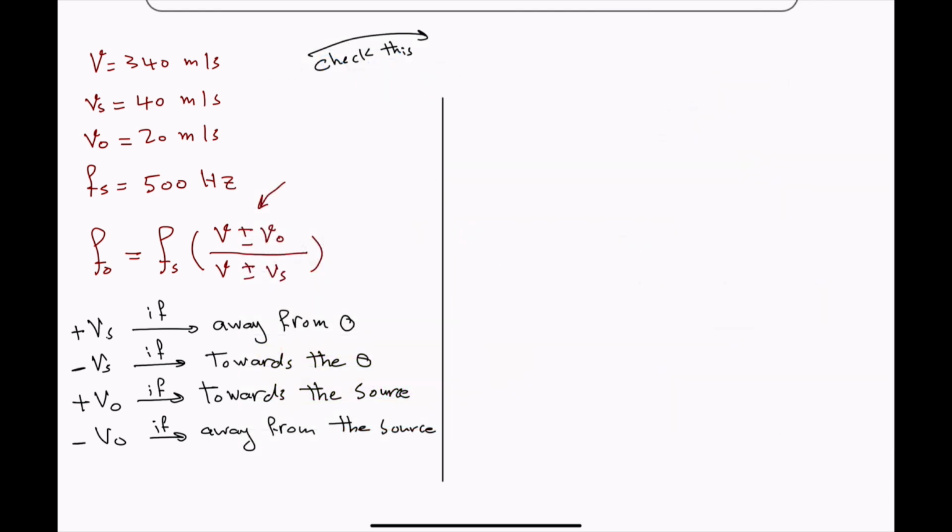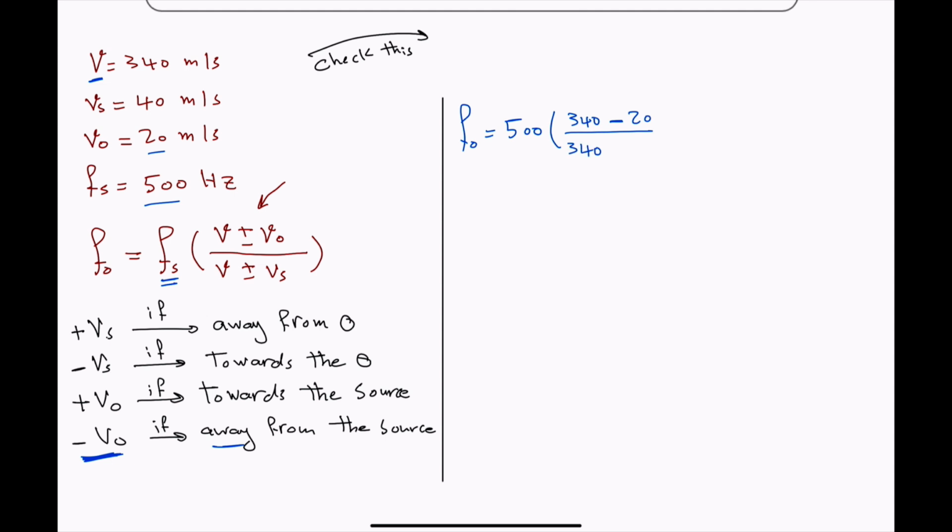Now let's apply the values we get in the formula. The observed frequency will be equal to the frequency of the source, which is 500, multiplied by v, which is 340. Here in the question, you are moving away from the source. So away means negative, so minus 20, over 340, which is v.